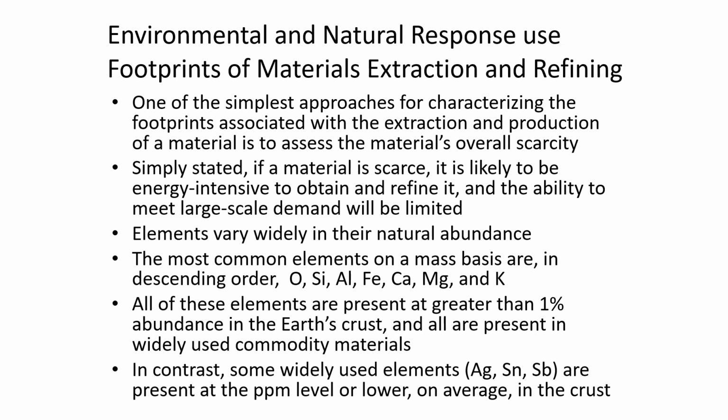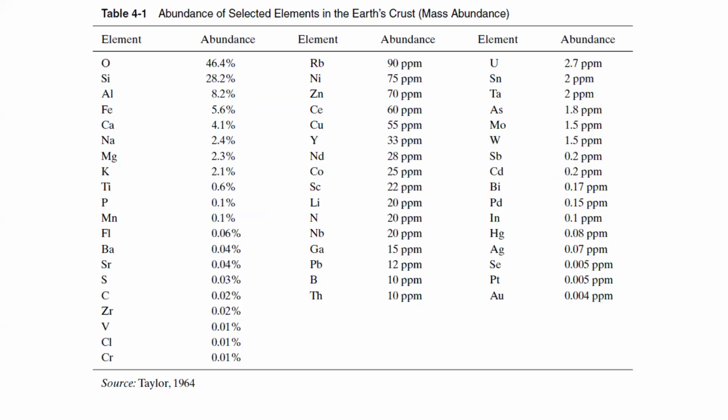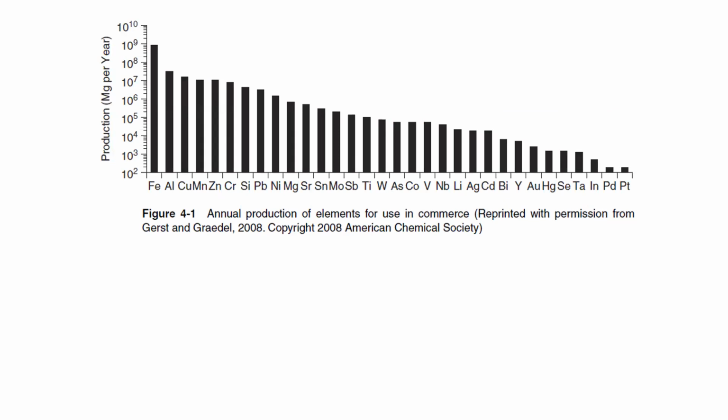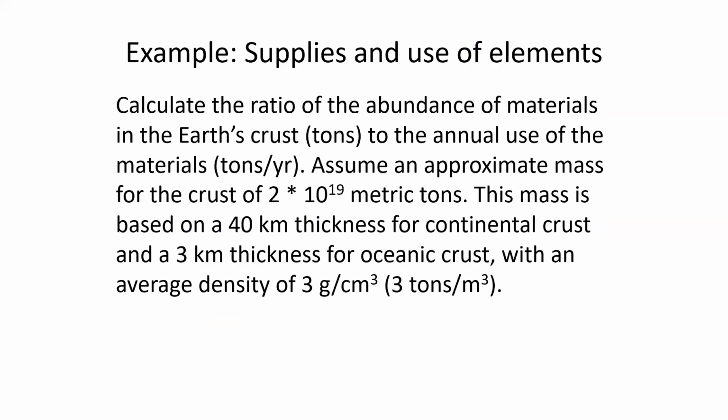So they're widely used in commodity material. Plus some widely used elements like silver, tin, antimony, bismuth are present at the ppm level or lower on average in the crust. So some have very low abundance, and some are quite abundant. If you look at gold and silver, their abundance is very, very small. Now the annual production of elements for use in commerce: you see that we are producing a lot of elements. Of course, iron, aluminum, and copper are topping the list there.